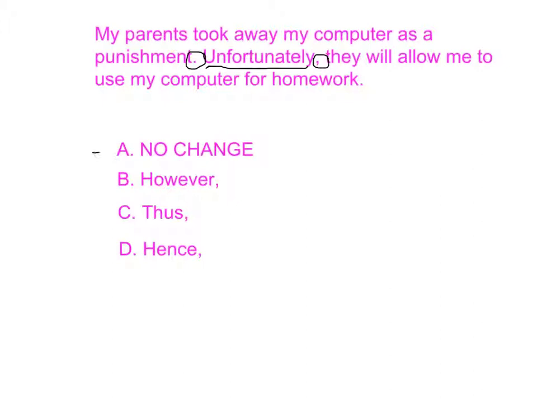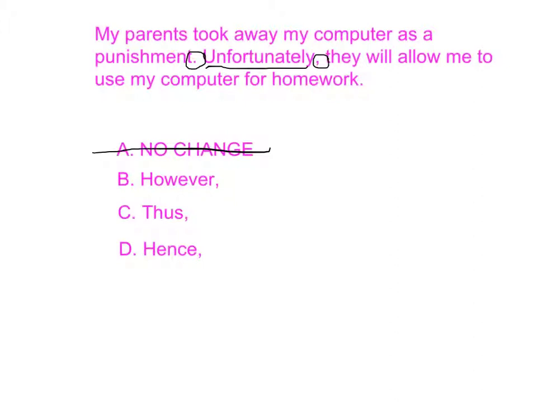So letter A is not the correct option. Letter B, however: "My parents took away my computer as a punishment. However, they will allow me to use my computer for homework." This seems to make a little bit more sense. "My parents took away my computer as a punishment. However, but, they will still allow me to use my computer for homework." So letter B might be a possibility.